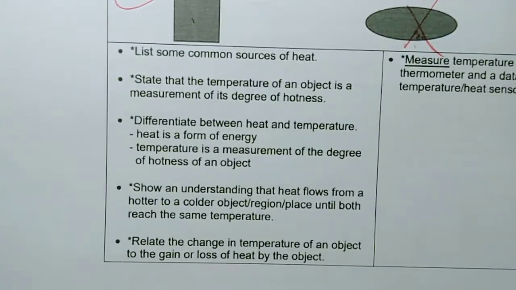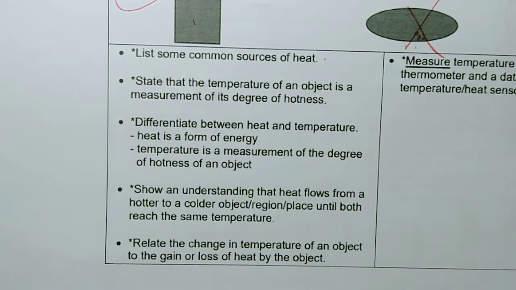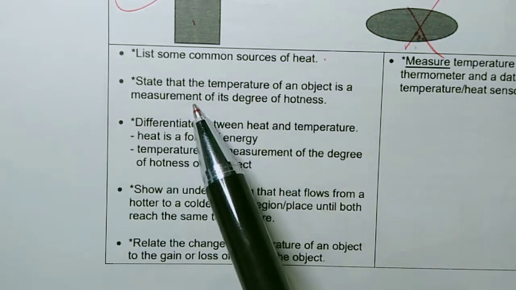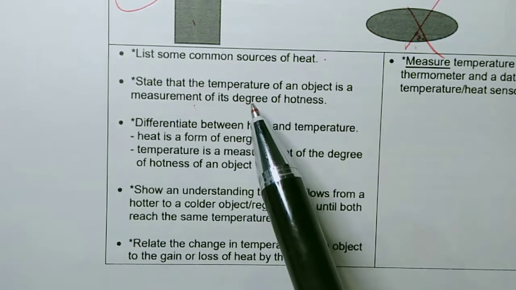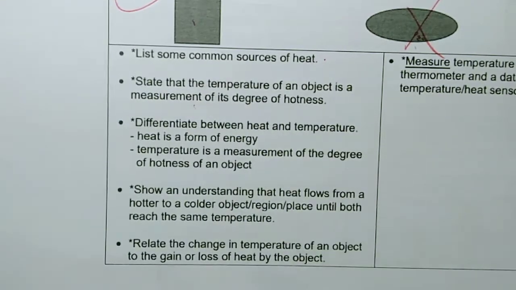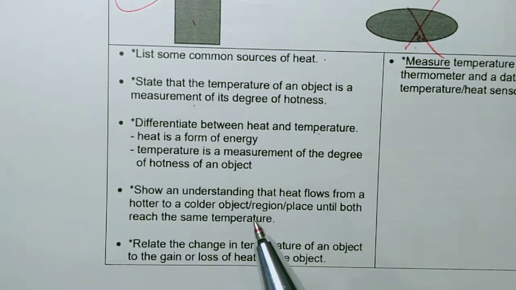Another form of energy is called heat energy. You got to know some common sources of heat. You got to know the difference between temperature and heat. Temperature is the measurement of how hot or cold something is. Or I can say in a more scientific term, the measurement of its degree of hotness. So you must differentiate between heat and temperature. Don't use them interchangeably.